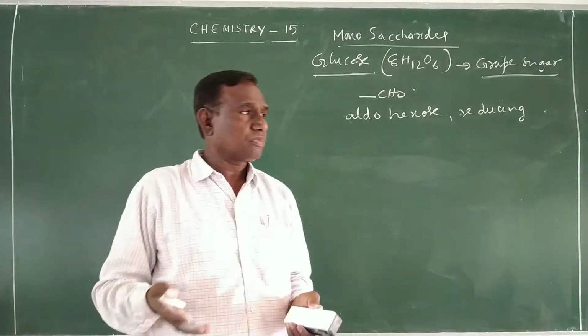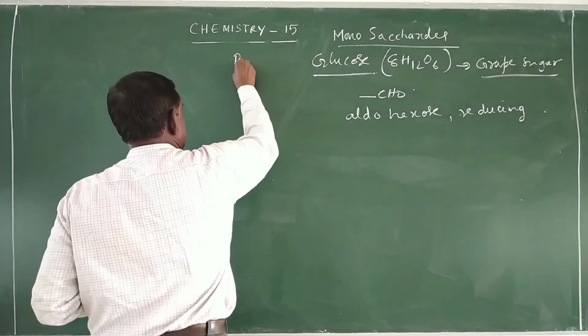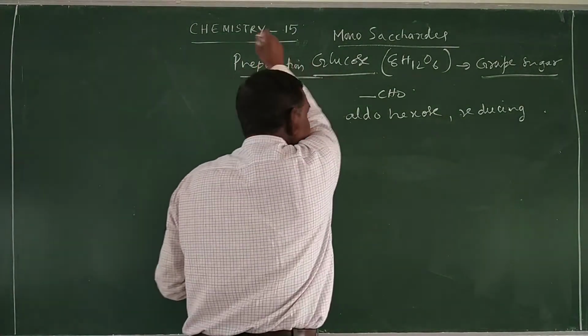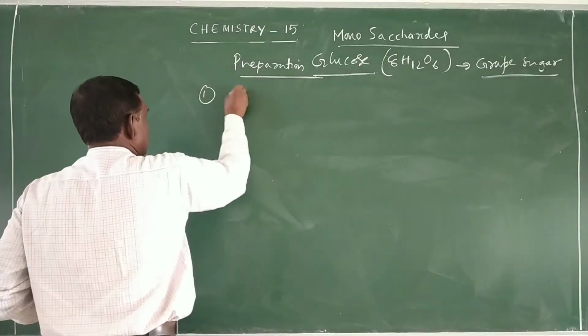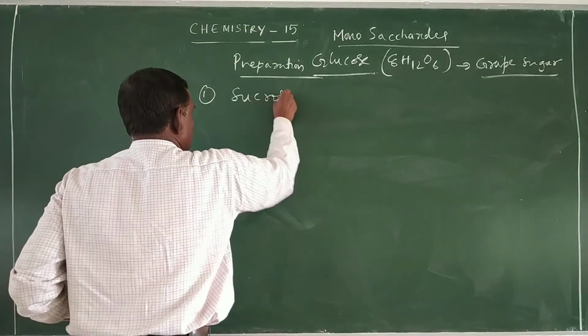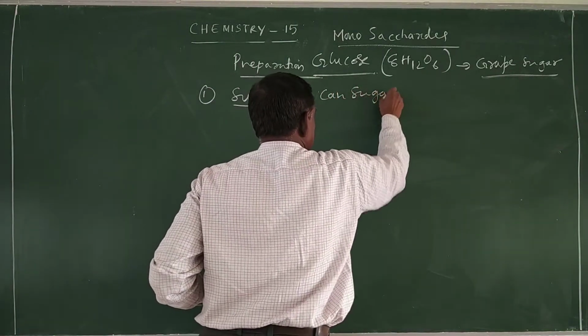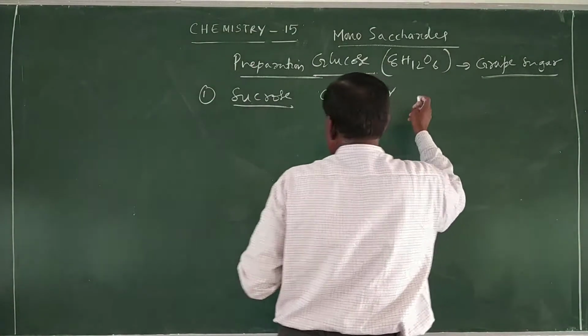Now, how do you prepare glucose? Preparation of glucose. Glucose can be prepared by 2 methods. One method is from sucrose. What is sucrose? Sucrose means cane sugar. Cane sugar is also called sucrose.